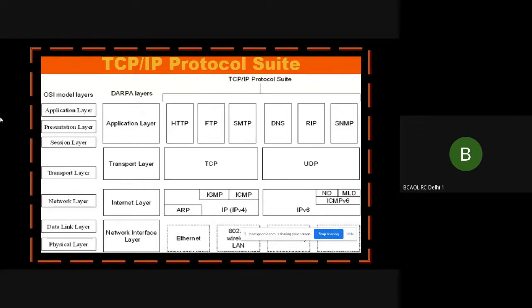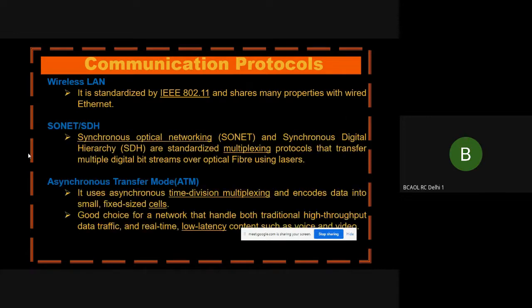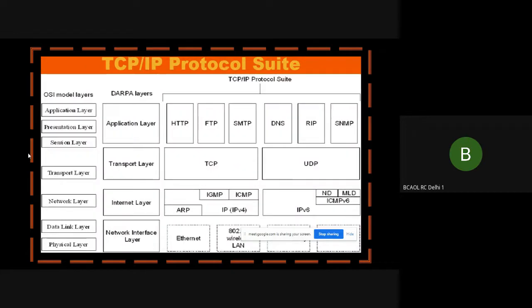What are the layers? The first one is the physical layer. Can you see this? Physical layer. Then is data link layer. Then is network layer. Then is transport layer. Then is session layer. Then is presentation layer. Application layer is the last. Can you see that? From the bottom to top. These are the 7 layers.